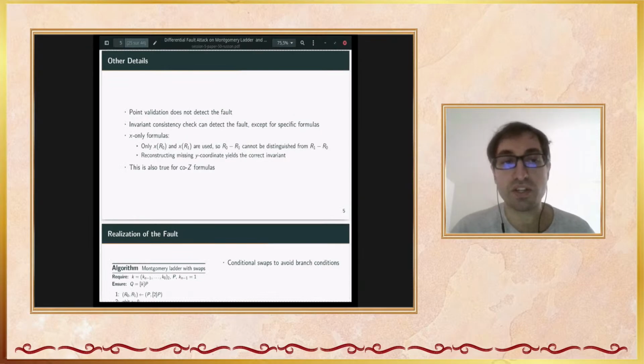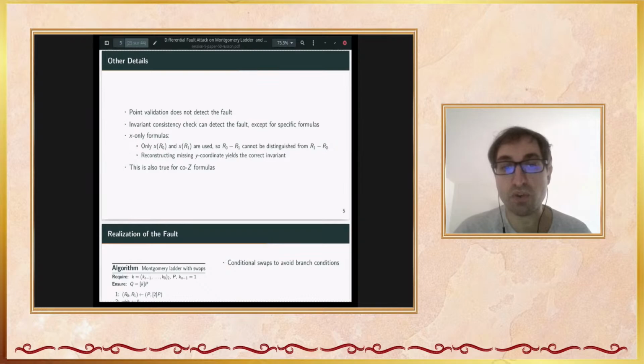There are a few details interesting for this attack, in that we have seen that the fault only inverts the points R0 and R1. So it does not impact the point additions in the scalar multiplication. Those operations are still valid elliptic curve operations, so the points R0 and R1 will still satisfy the curve equation. However, since the invariant has changed from P to minus P, if we check the consistency of this value, we can detect the fault.